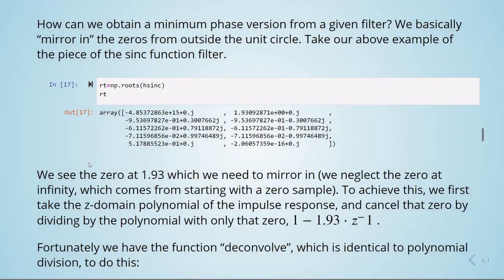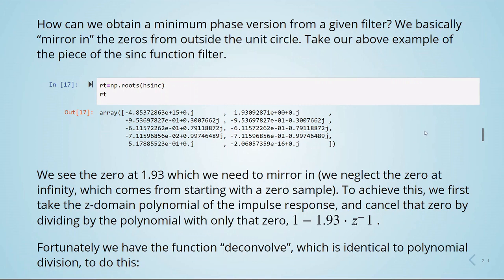How can we obtain a minimum phase version from a given filter? We basically mirror in the zeros from outside the unit circle. So take our above example of the piece of the sinc function filter. So we see the 0 at 1.93, which we need to mirror in. So we neglect the 0 at infinity, which comes from starting with a 0 sample.